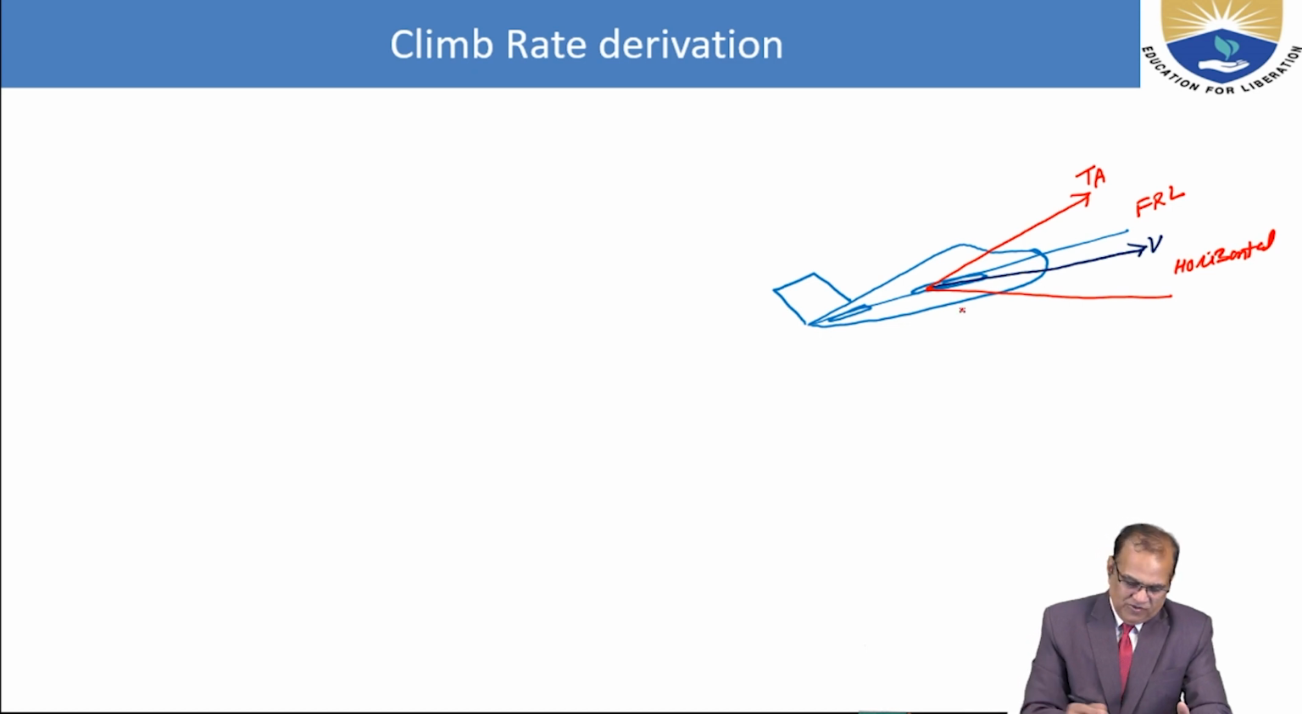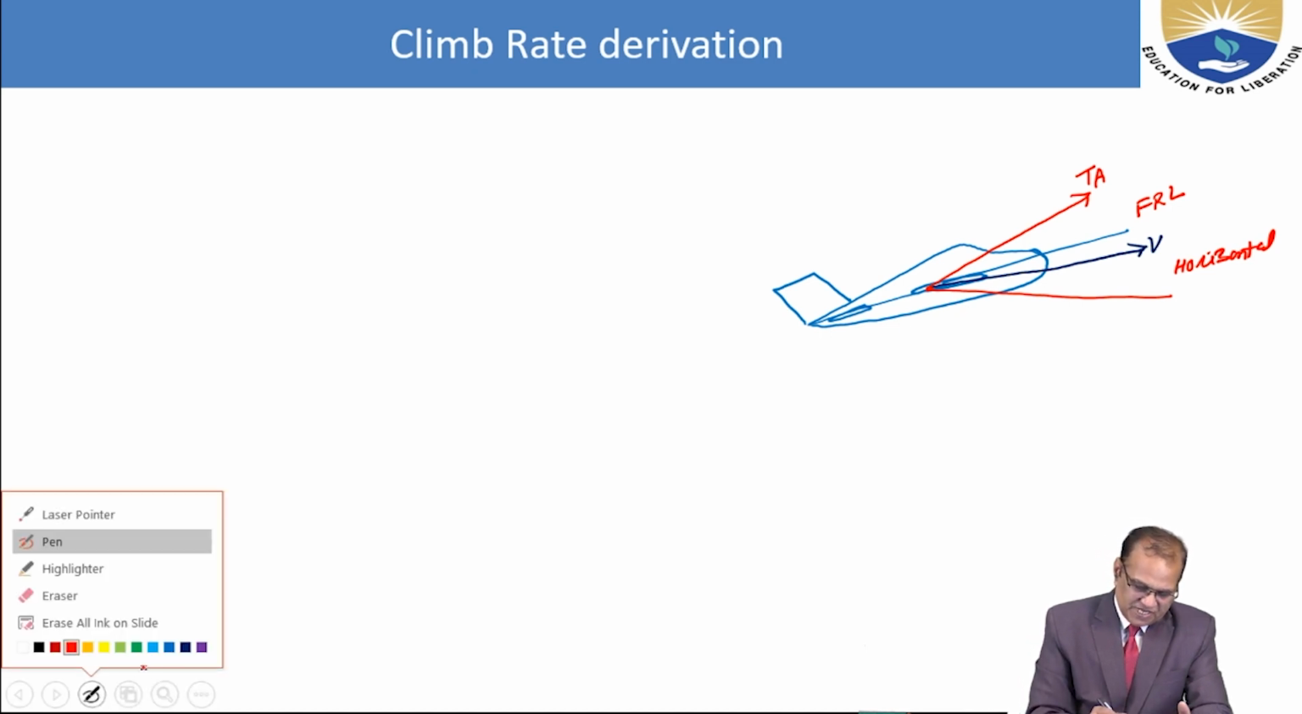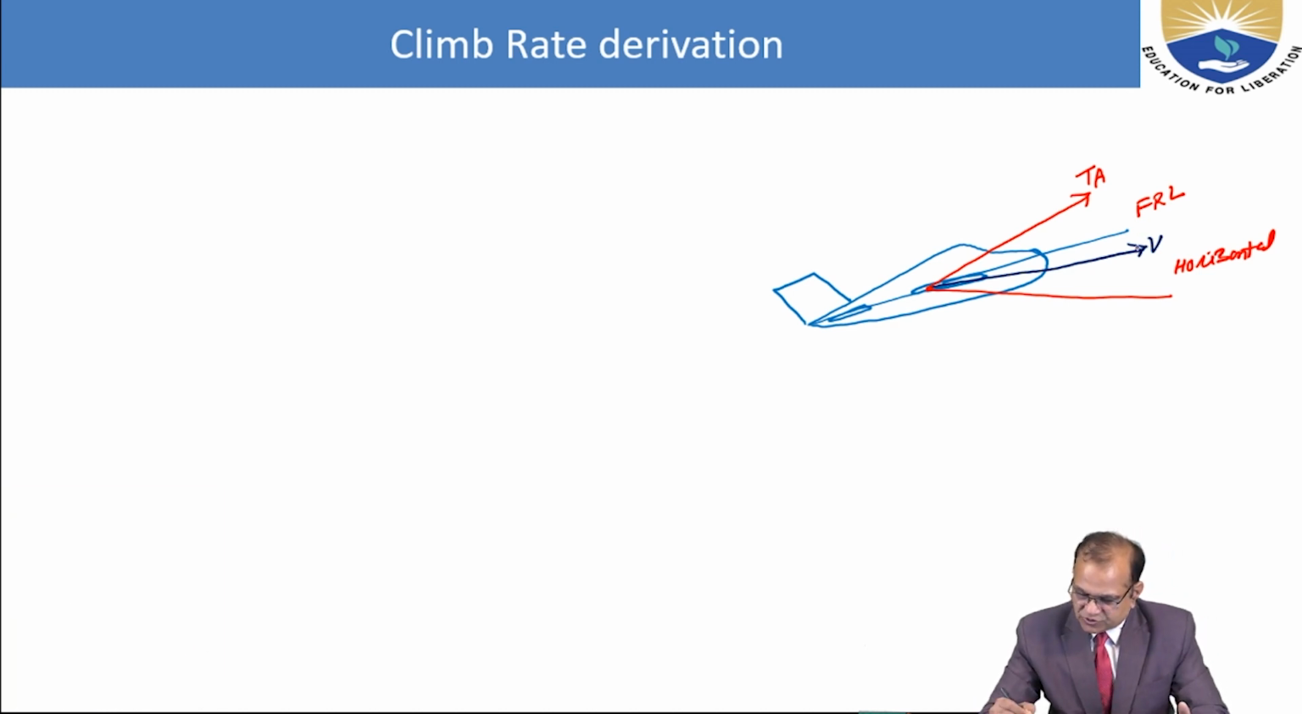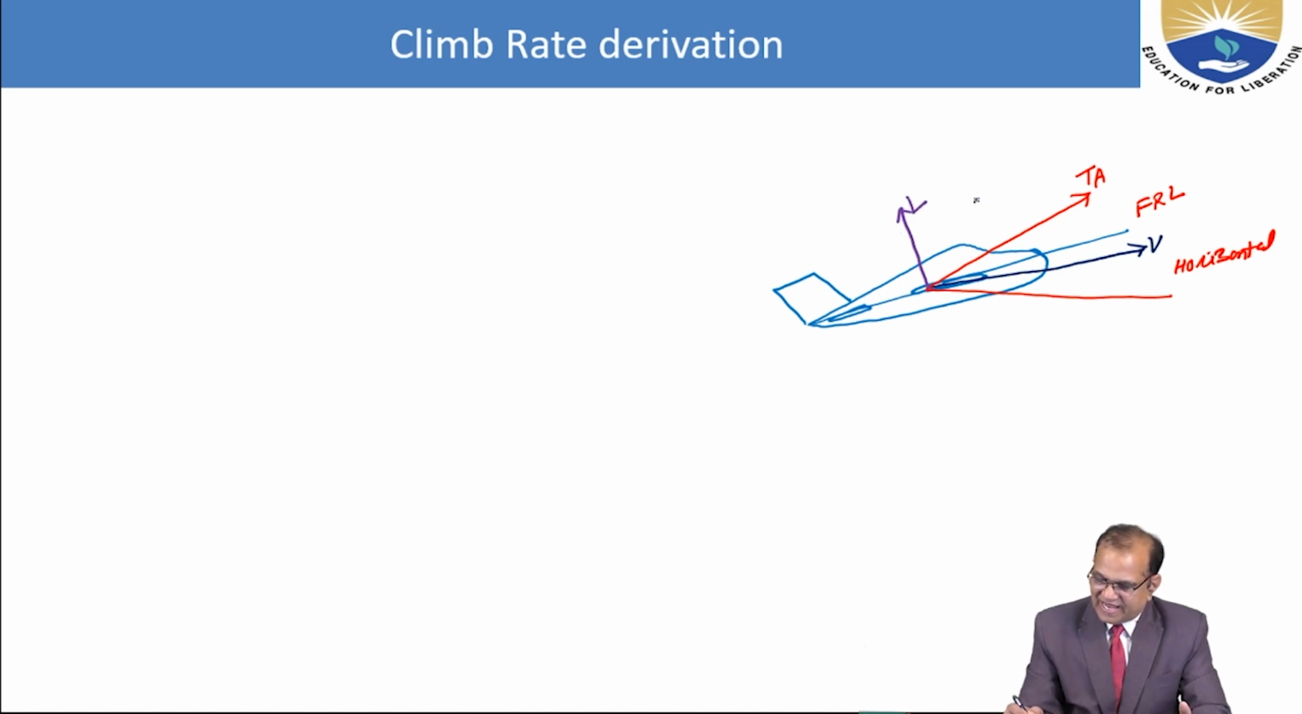And now we will draw the lift. Lift is always perpendicular to the relative velocity, so this will be perpendicular to this. This is the lift, and drag is always parallel to the velocity. So here, I am writing, this is the drag, this is the lift. I will just write here drag D. Then this is the weight W.